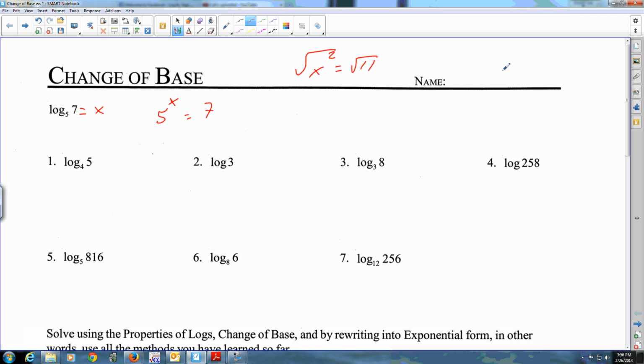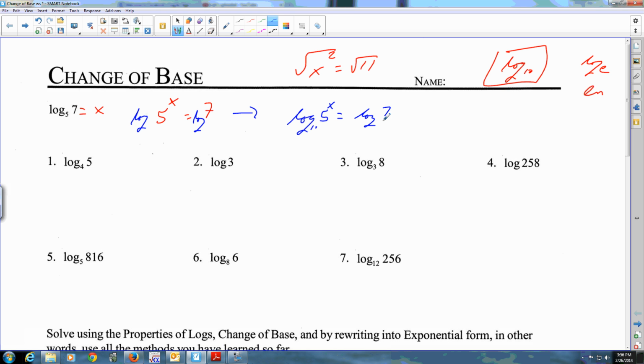The buttons again that you had on your calculator for logarithms are log base 10 and log base e, in other words, your ln button. I'm going to choose to do a log of both sides. So I'm going to take the logarithm of both sides. So this would become log base 10 of 5 to the x is equal to log of 7.